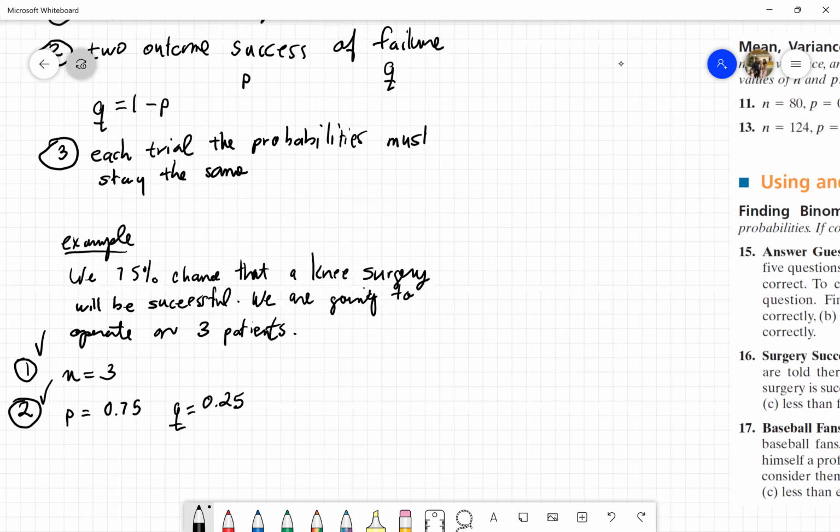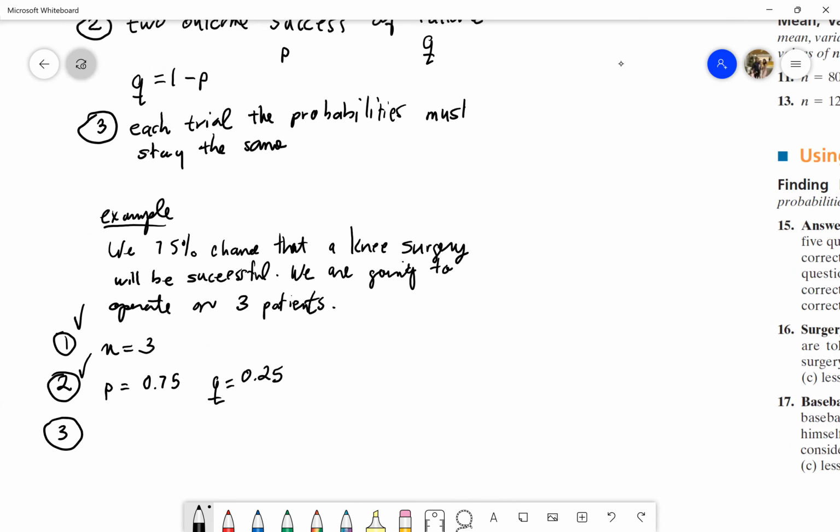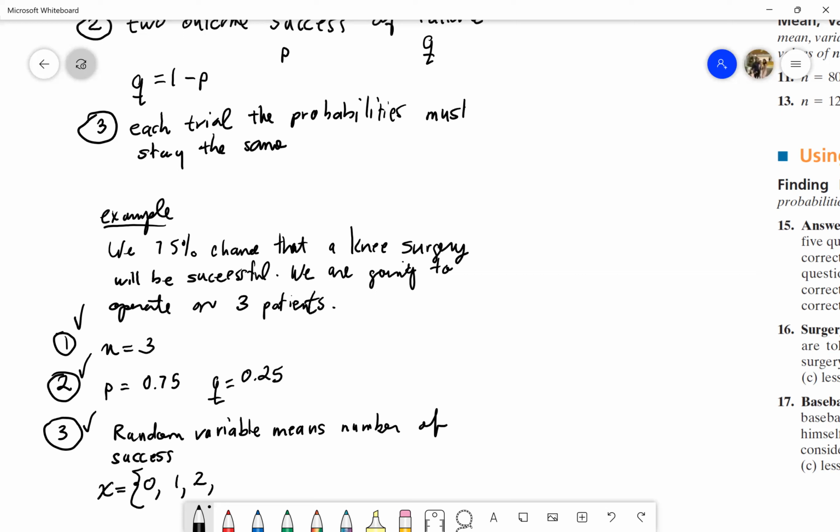Got it? And 3. Now, this is something I didn't talk about. Our random variable here, that's a concept that we haven't talked about. Our random variable means number of successes. In this case, the number of good or successful knee surgeries, right? So we'll use X for it. So that's our random variable. That's what it means. What values can I have for it? So if I perform 3 operations, could I have no operation successful? 0. Could I have 1 operation out of the 3 successful? Could I have 2? Could I have 3?